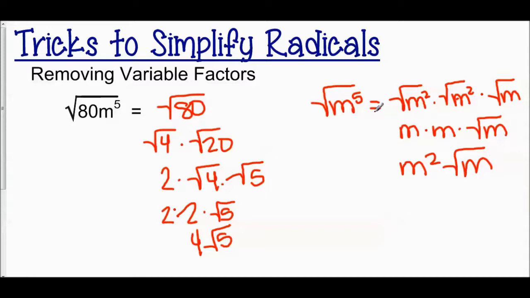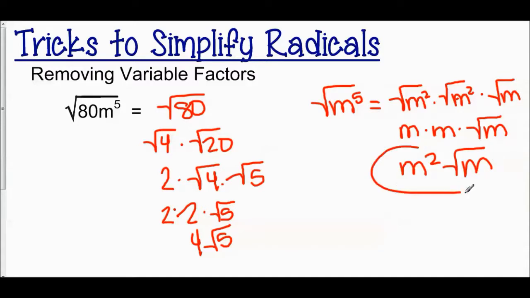So what happened here? I pulled out m squared because I could have also thought of that as square root of m to the 4th. The square root of m to the fourth is m squared, because m squared times m squared gives you m to the fourth. And when you have the 1/2 power there, that's the radical. That's the square root. So if I were to divide 5 by 2, I get 2.5. So the 2 is here, and then the square root is the half of it.